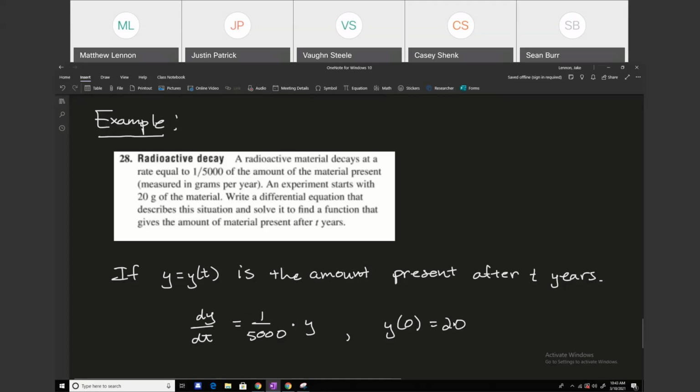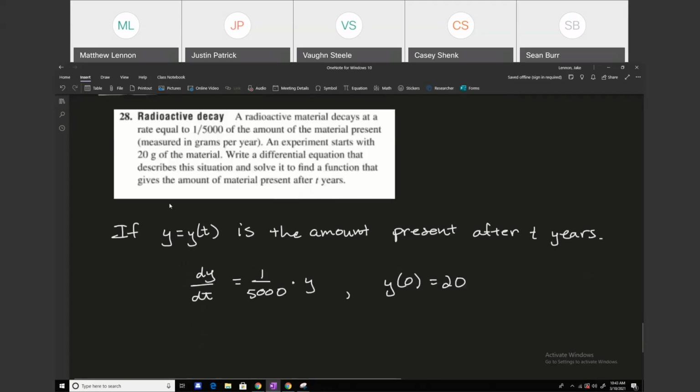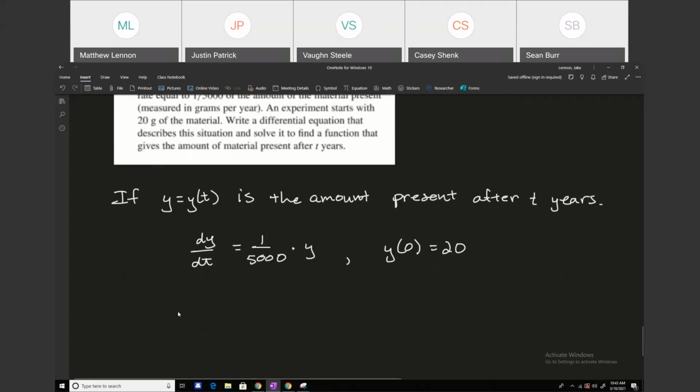So think about that. It decays at a rate equal to 1/5,000. So dy over dt is representing a rate. That's what derivatives do. And it's 1/5,000 times the amount that was present, which is y. That's exactly how we defined our function. So very naturally, this problem can be written as a differential equation. And then it doesn't take too much work to solve it, right? We move the y to the left, so we get 1/y dy. And we can say, okay, this is just 1/5,000 dt. And then integrate both sides.